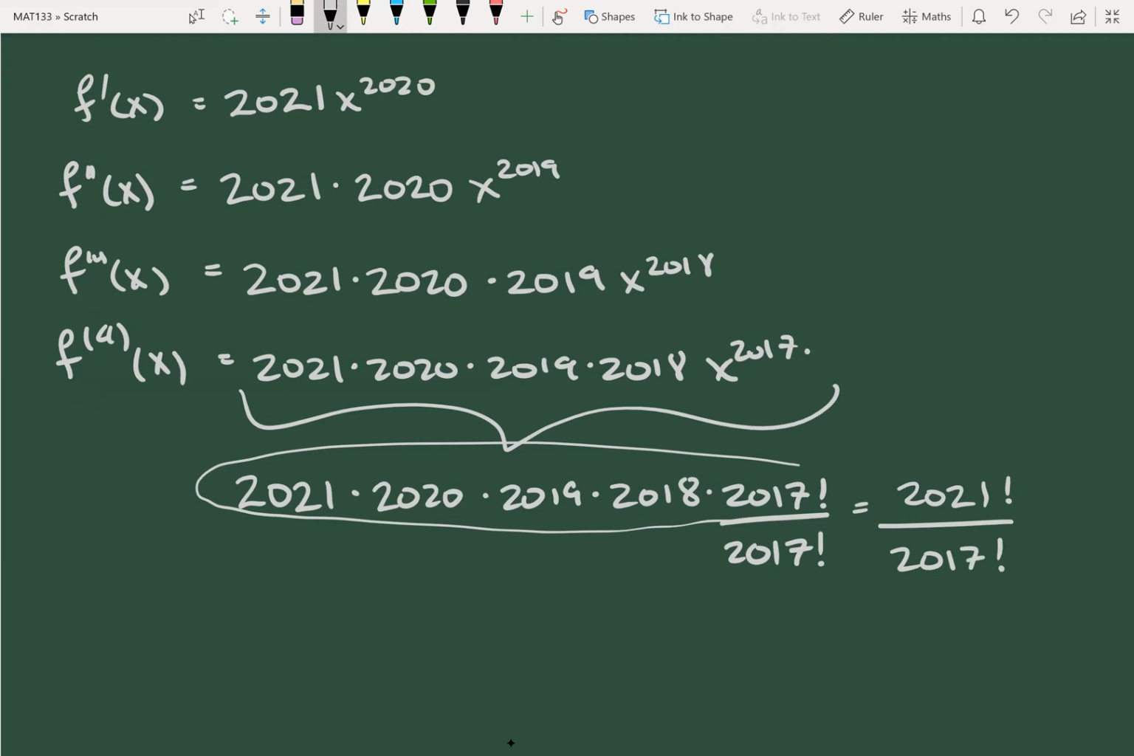Right? Do you guys see that that's the case? And you guys have seen this before, right? This is the permutation, right? N pick K is this thing, right? This is 2021 pick 4.